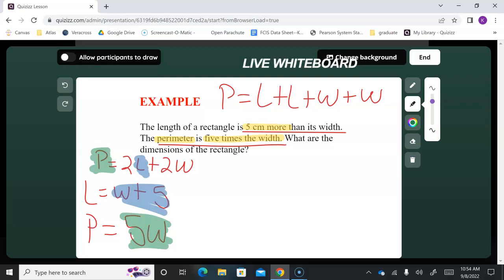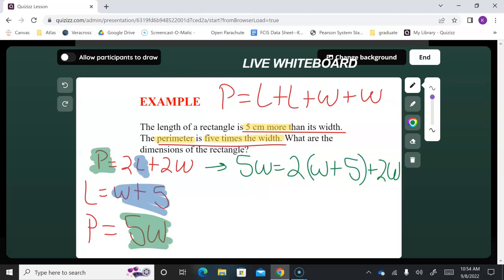Okay? So instead of having 3 different variables of which I don't know anything about, I can now substitute length with 5 plus W because I know the length is 5 more than the width. I can substitute perimeter with 5 times W because it's 5 times the width. And then I can rewrite the equation using that substitution. Now, instead of 3 variables, I have 1 variable. And when I have 1 variable, I can solve for that variable.